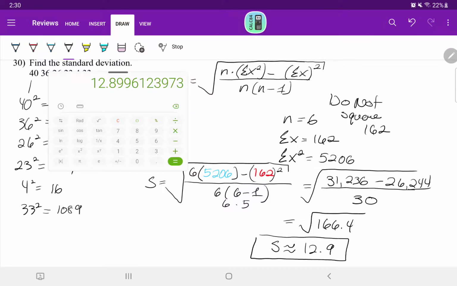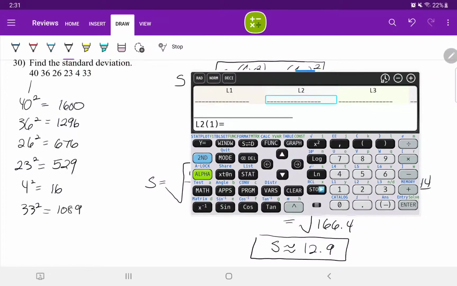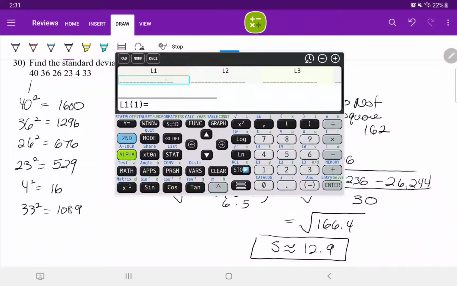Now, we're also going to take this approach and do it in our graphing calculator. Okay. Let's open up that graphing calculator. And we're back to our list. We only have single data here. This is not a group frequency distribution. So we're only going to enter data into L1. So that's 40, 36, 26, 23, 4, and 33.